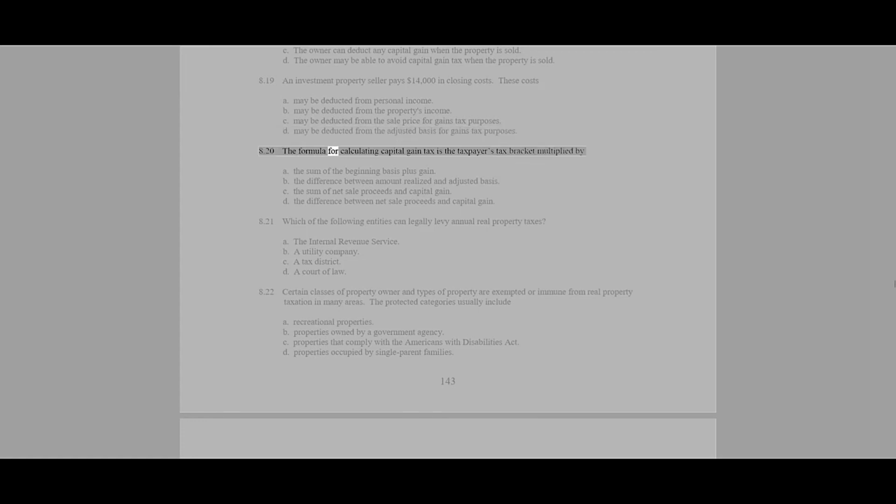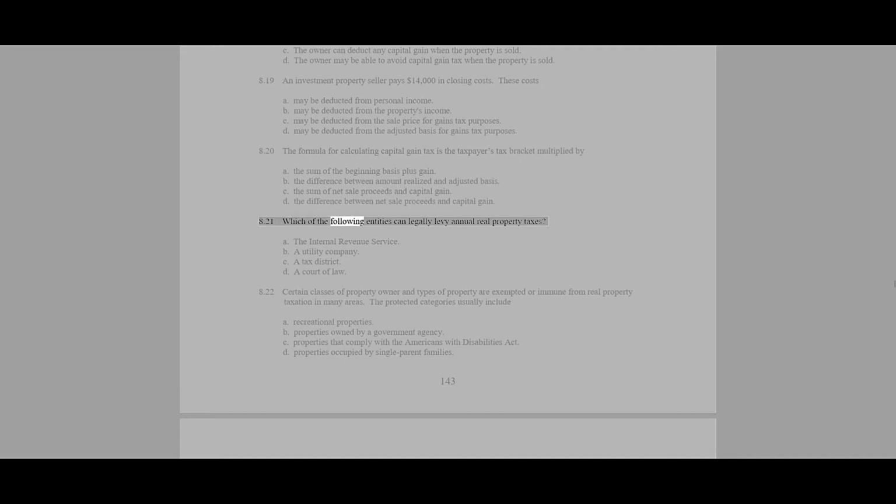8.20 The formula for calculating capital gain tax is the taxpayer's tax bracket multiplied by: A. the sum of the beginning basis plus gain. B. the difference between amount realized and adjusted basis. C. the sum of net sale proceeds and capital gain. D. the difference between net sale proceeds and capital gain.